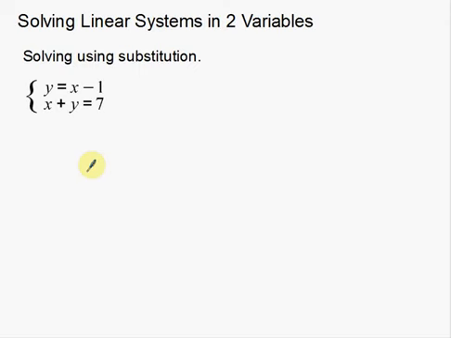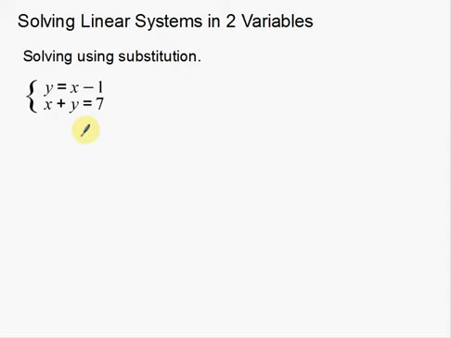In this video, I'm going to be talking about how to solve linear systems in two variables. A system of equations is simply a set of equations where you have multiple equations and multiple variables. That's basically what a system is. In this case, I'm going to be solving one using two variables. I'm going to do two examples of substitution, and then in the next video, I'm going to do two examples of elimination.